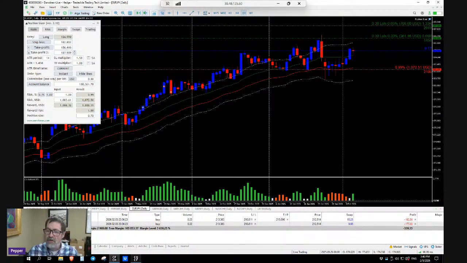Earn Forex, all spelled out, EARNFOREX.com. This is their position sizer or their position size calculator, one of their free EAs. They have a few left over for MT4. Most of them now have moved on to MT5.